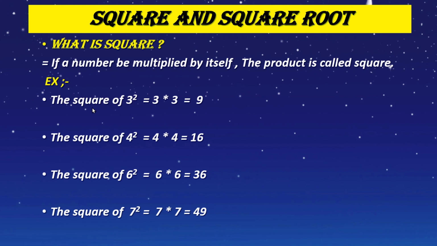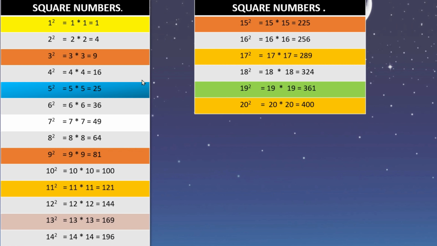The square of 3, that is 3 into 3, is 9. The square of 4, that is 4 into 4, is 16. The square of 6, that is 6 into 6, is 36. The square of 7, that is 7 into 7, is 49. So if a number is multiplied by itself, the product is called a square.